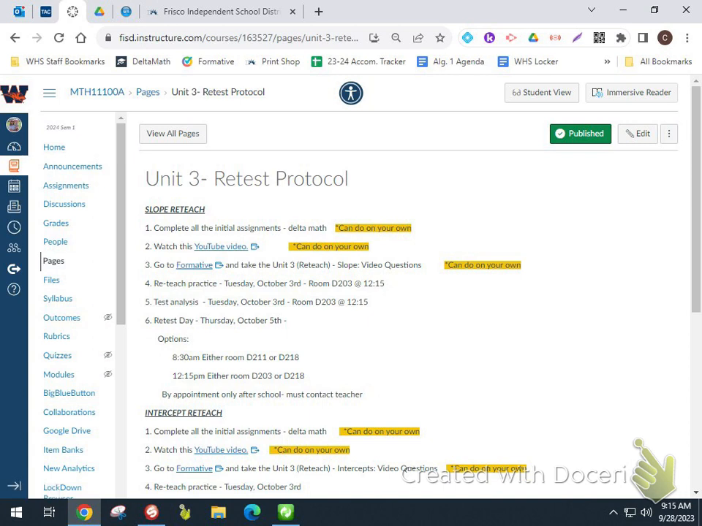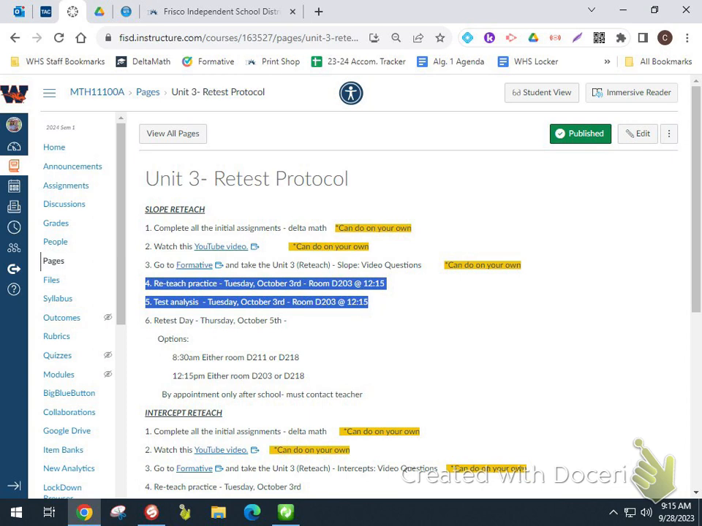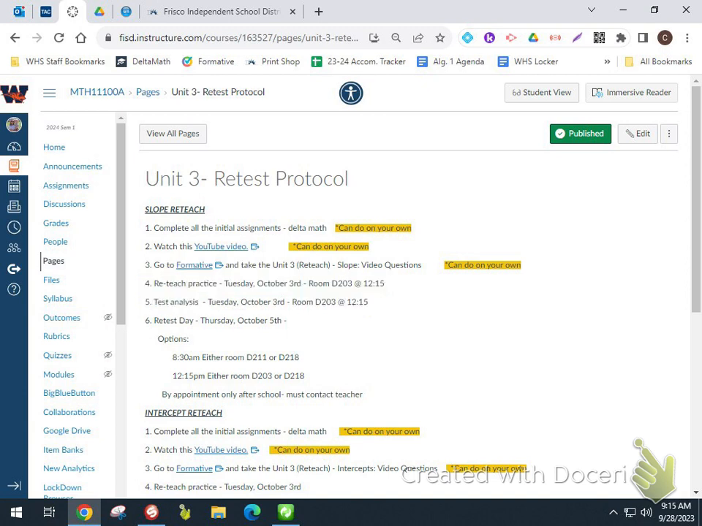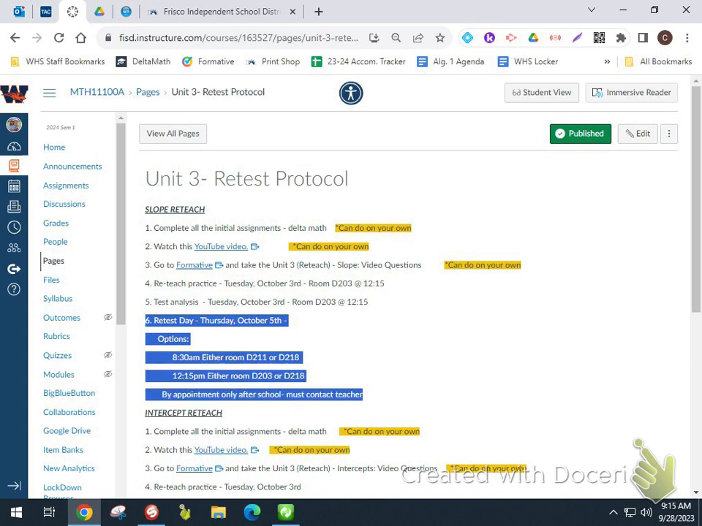If you are planning to reteach, here's what's really important. There is a reteach practice and test analysis thing that we're going to do, like test corrections. That's going to be done on campus during power lunch on Tuesday at 12:15, okay? So that's something that you need to go to, and you are going to get checked off for those. It's in a different room. It's going to be algebra teachers. I may or may not be in there, but you can still go in there and work on that stuff for that topic, okay? And then the retest is actually going to be on October 5th, and you have like 2 options, but if those don't work, you can contact us, okay?